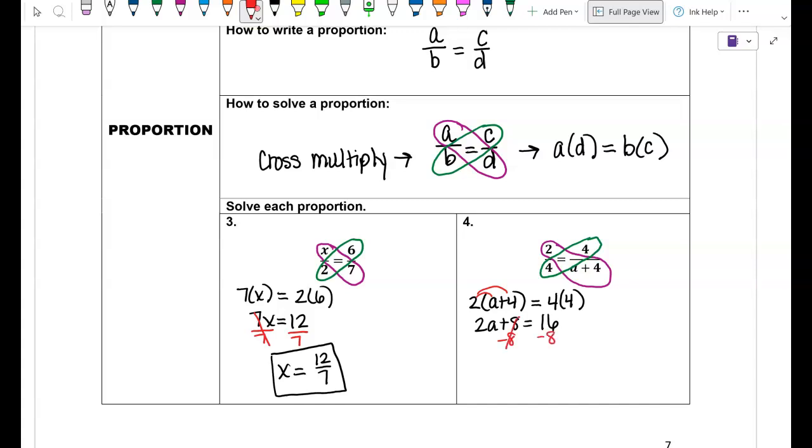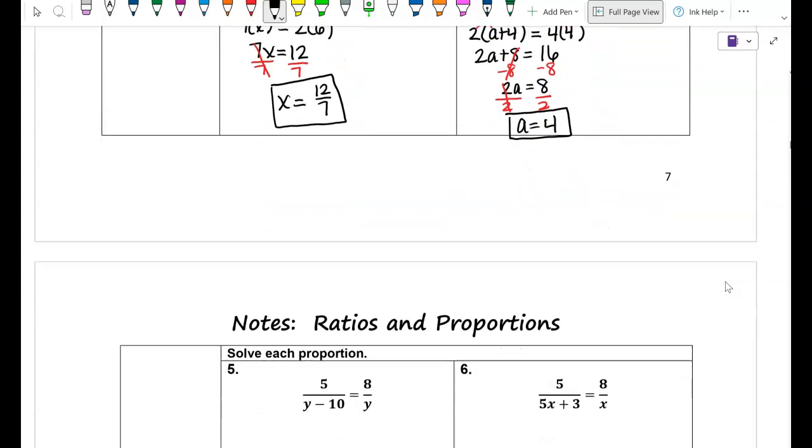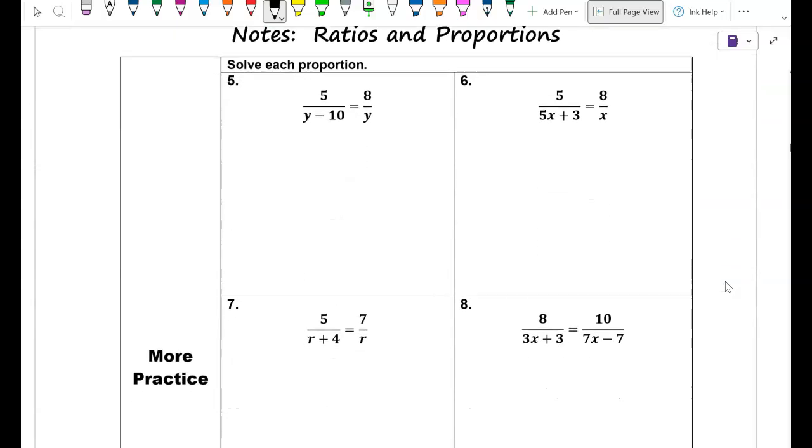Subtract 8 from both sides. So I get 2a equals 8. Divide both sides by 2. And a equals 4. All right, on to the next page with more examples.